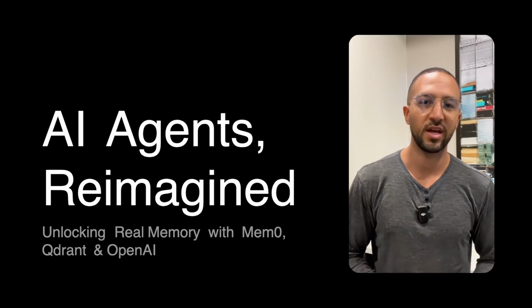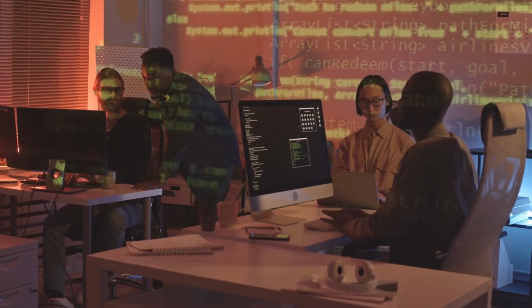AI agents are supposed to act like humans, right? They make decisions, they help you get things done. That's why they're considered the most important use case for AI today. But here's the problem. They have terrible memory.